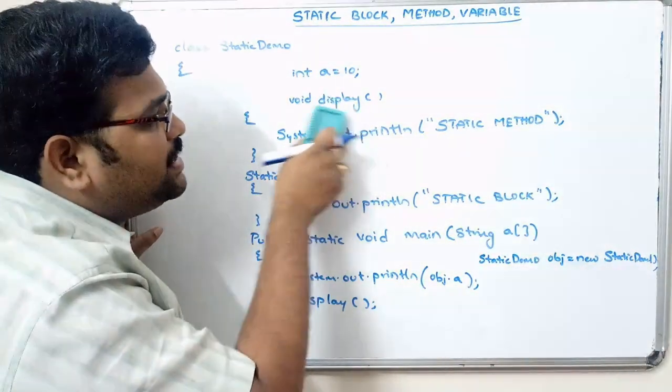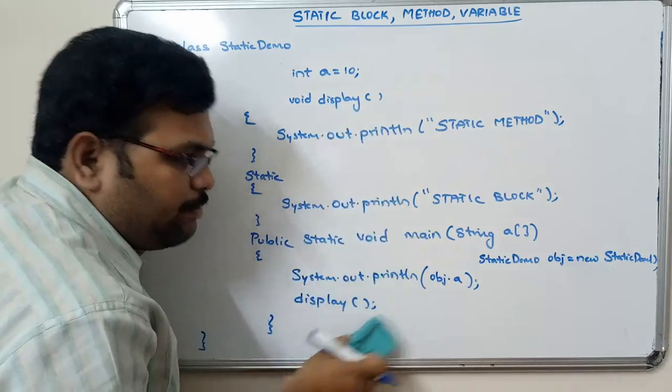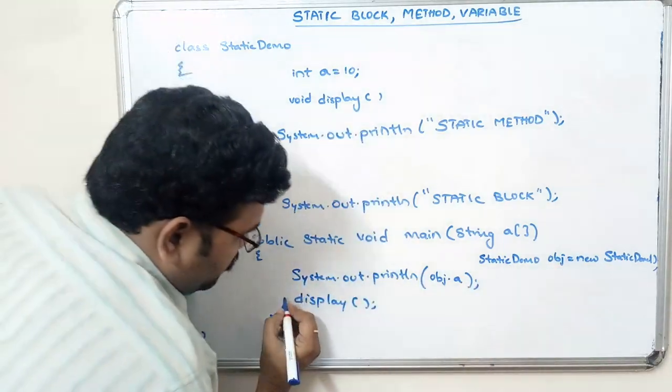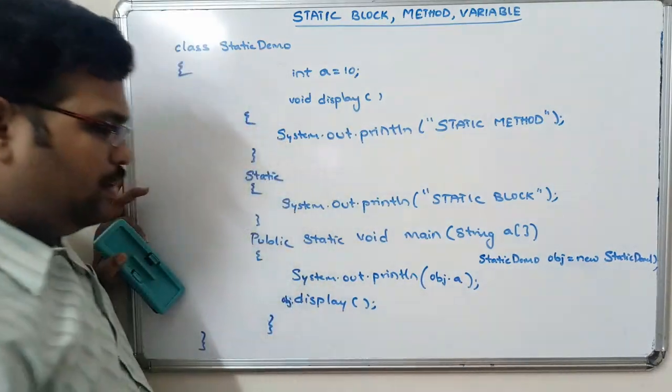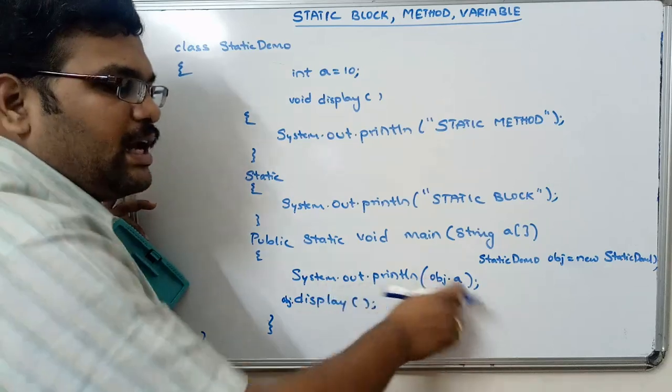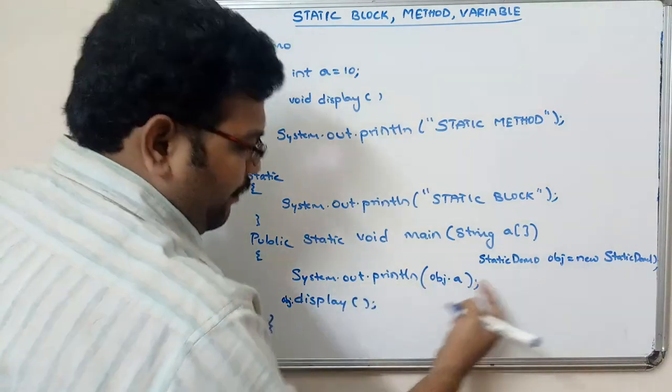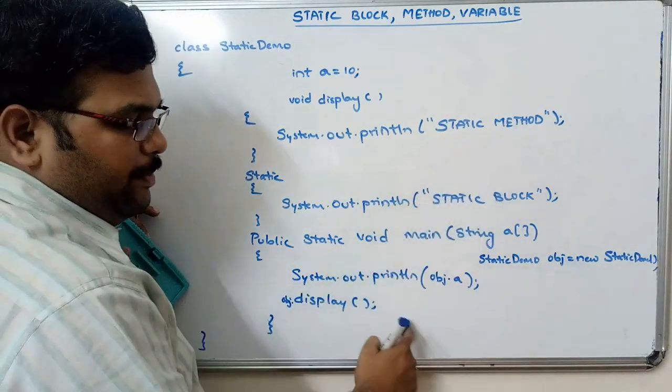So in order to access this normal method, it should be accessed by using the object: obj.display. So this will give the correct output. 10 will be printed, and here the static method will be printed.